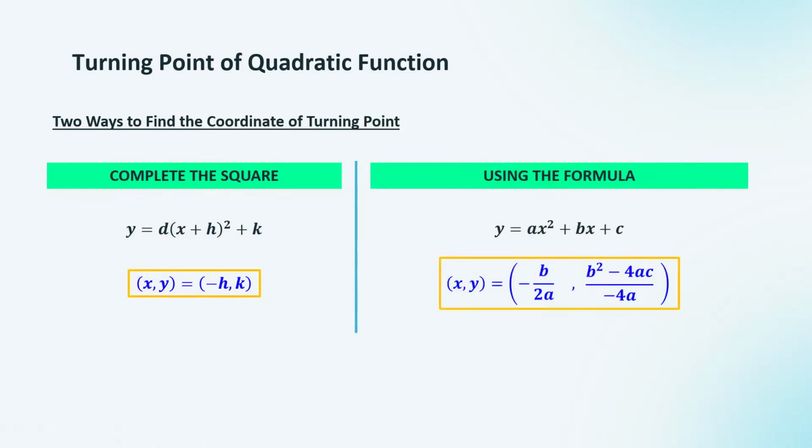So you just need to find the a, the b, and the c. Again, you can choose whichever is more convenient. I usually prefer the first method since it's much simpler, but you have to complete the square first. But again, it's up to you guys.